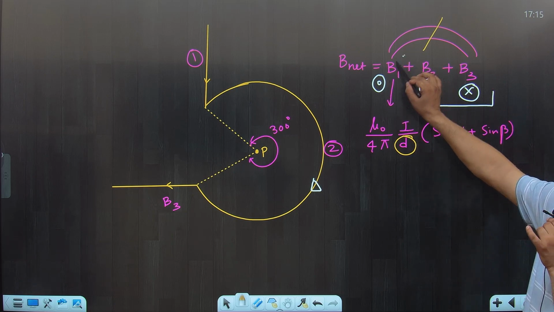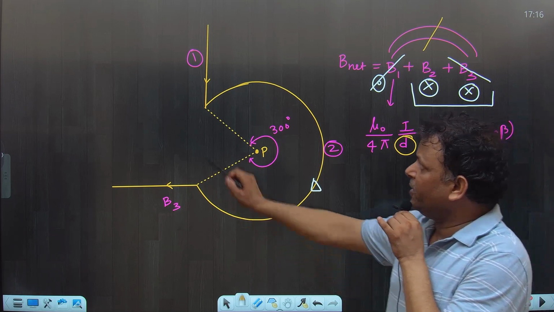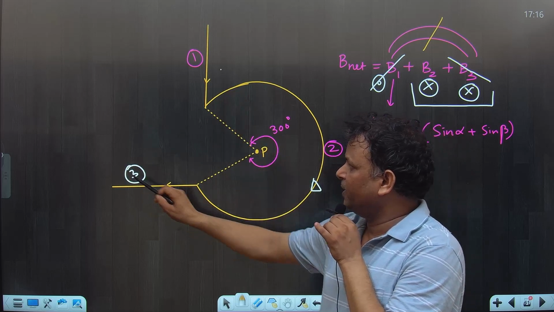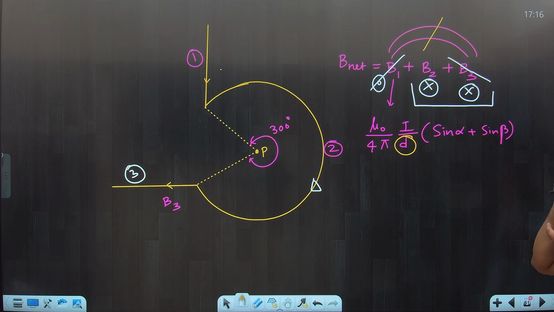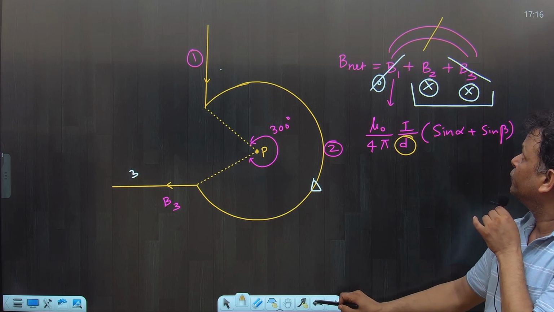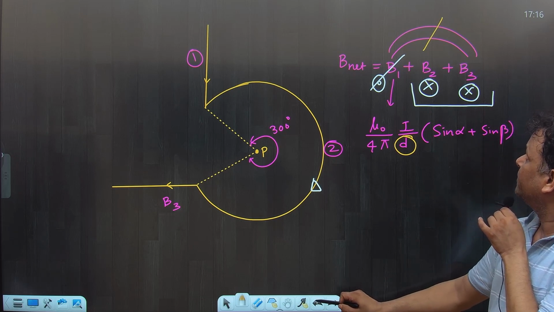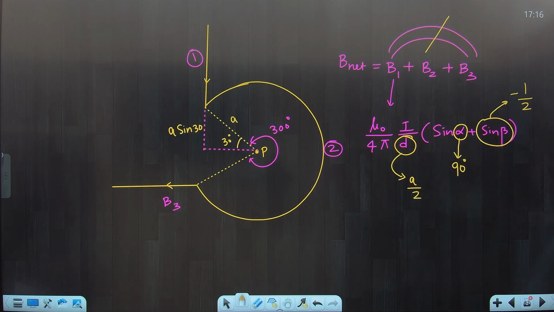Obviously, B1 and B3 will be cancelled out. You will think like this, but it is not so. B1 and B3 are in opposite directions, but they are not cancelling out because they are not equal in magnitude. So it is wrong to say that B1 will be cancelled out. So we must calculate B1.